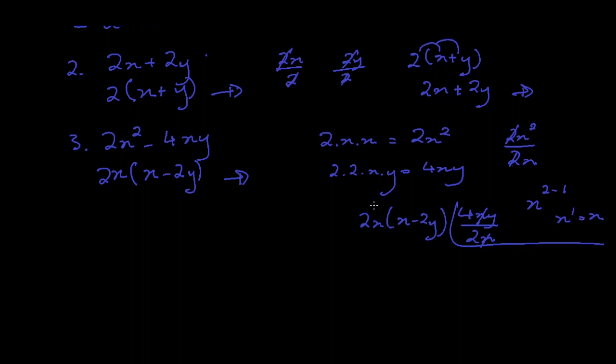So I'm going to multiply this by this by this. So it's 2x. When you multiply these, it's going to bring you to 2x squared. Then it's 2x multiplied by minus 2y, which will bring you to minus 4xy. So therefore this means that I have factorized correctly.